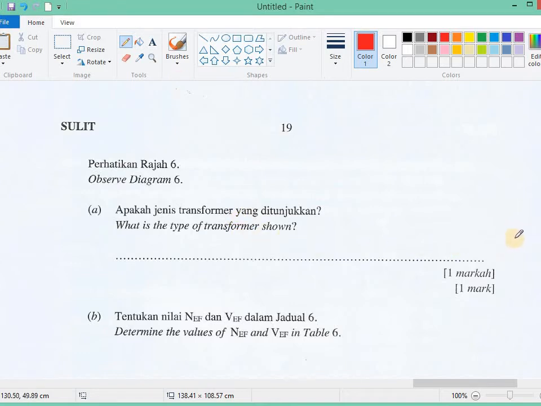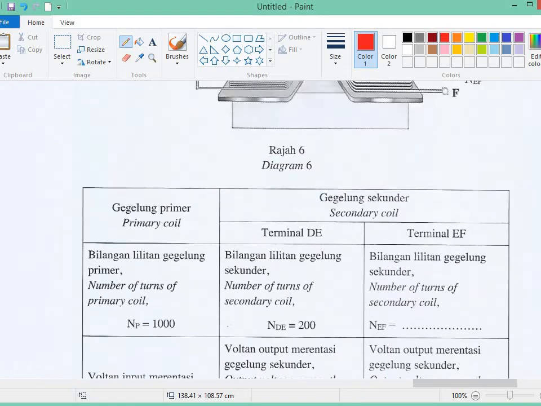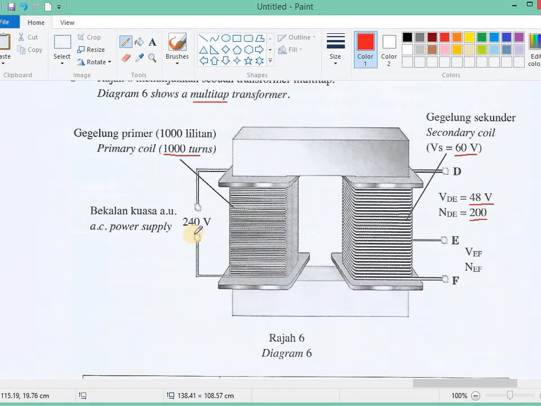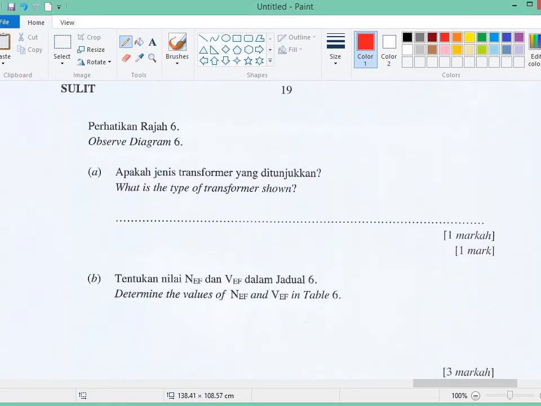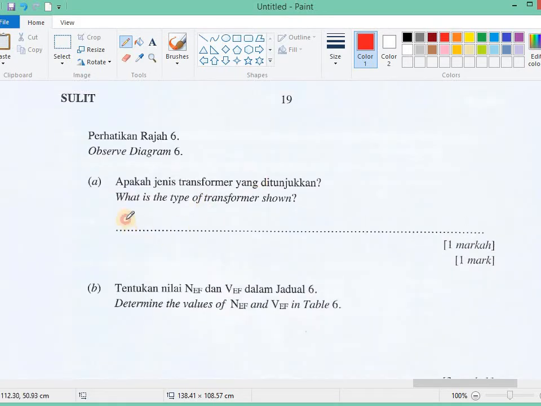Okay, next. What is the type of transformer shown? You see this transformer is where 240 volt becomes 60. The voltage goes down. So that means this is a step down transformer.